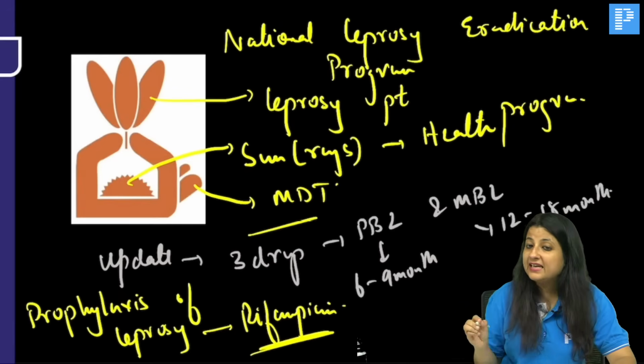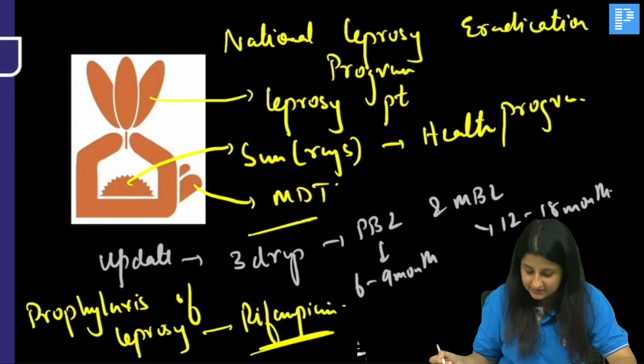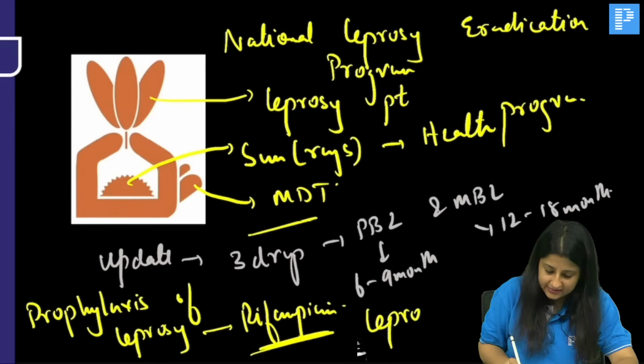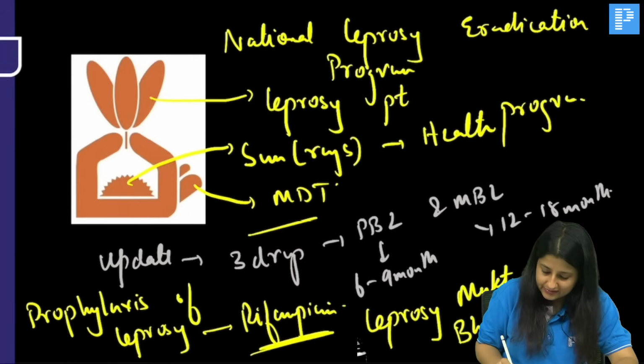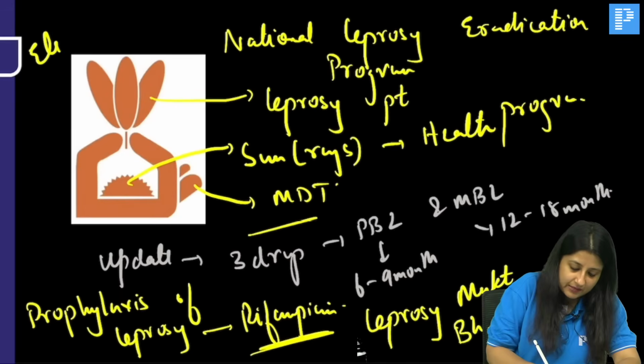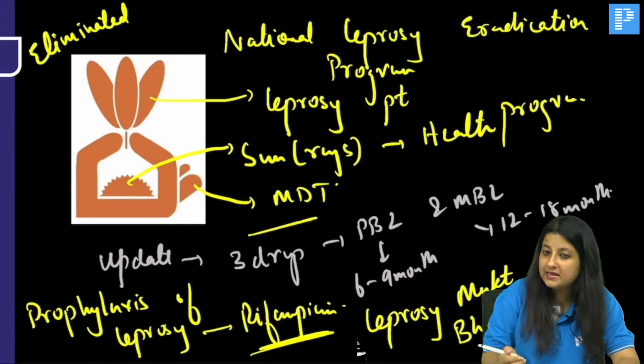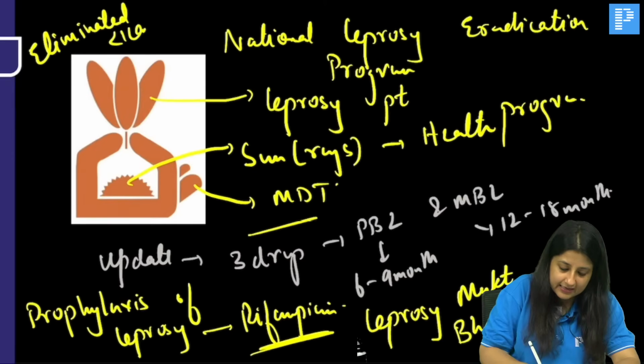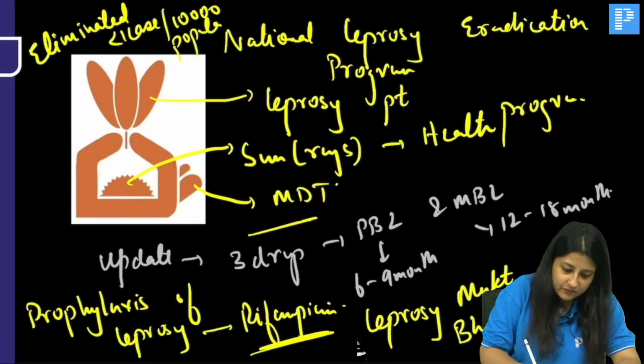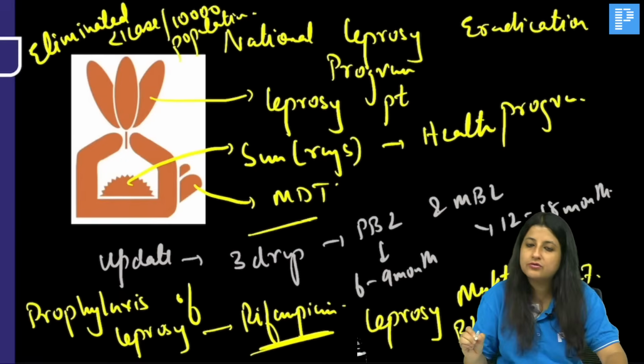And India is looking forward to a leprosy-free India by 2027. By when do we have to make India leprosy-free? 2027. Currently leprosy has been eliminated from India. What is the elimination criteria? Less than 1 case per 10,000 population. The prevalence of less than 1 case per 10,000 population.